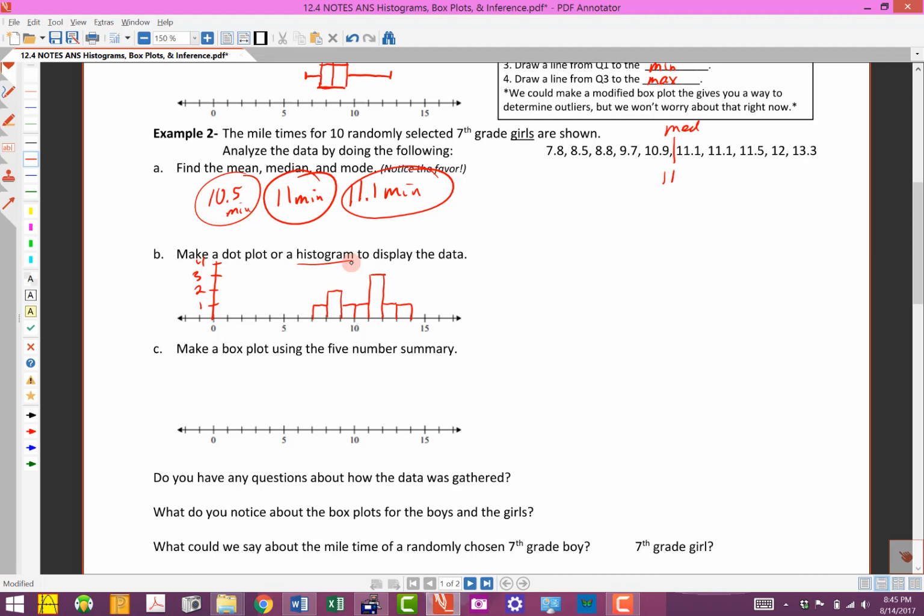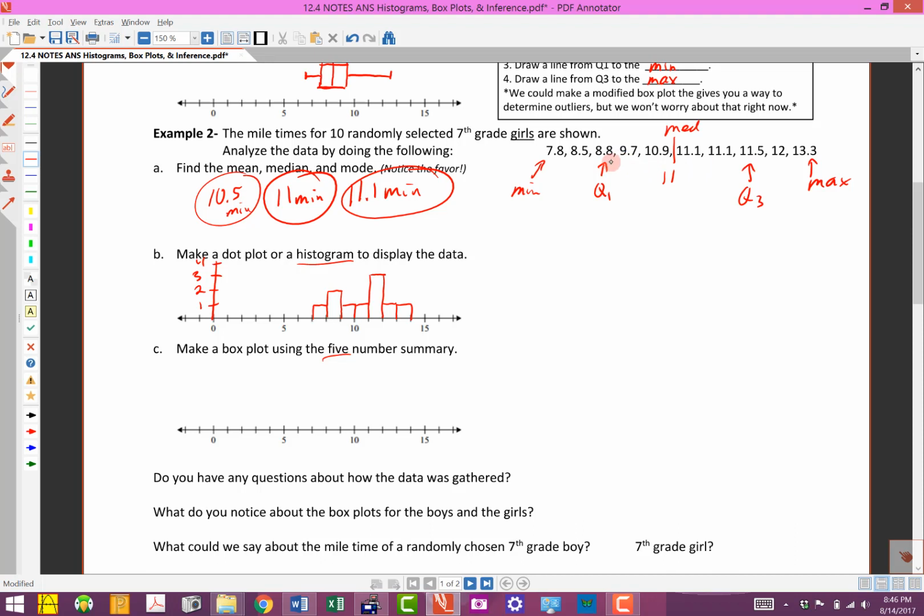Now we need a box plot for C. So let's take a look here. Remember, the box plot uses the 5-number summary. So we've got the min right here, and the max right here. Again, we want the median of that lower half. That's going to be this one right here, that's going to be Q1. And we want the median of the top half, that's going to be Q3 right here. So we're going to put these 3 middle ones in a box.